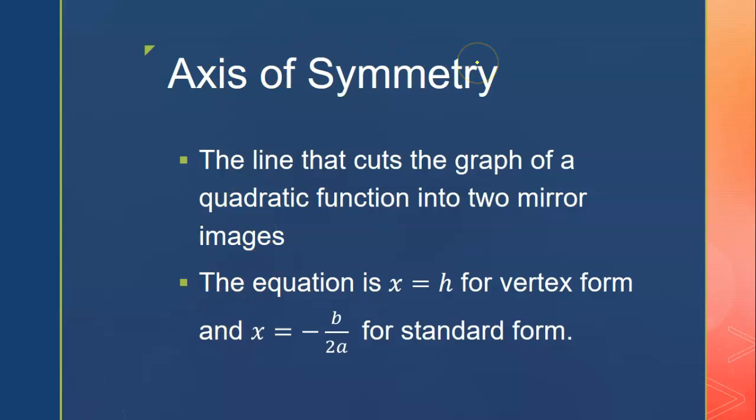The AOS for short, or axis of symmetry, is the line that cuts the graph of a quadratic function into two mirror images. Its equation will either be x equals h or x equals negative b divided by 2a, depending if we are in vertex or standard. And again, this will make more sense as we get into the lessons, but this is a good little cheat sheet for all the vocab and important information for this whole chapter.